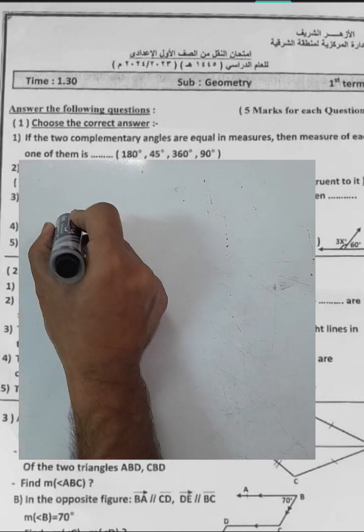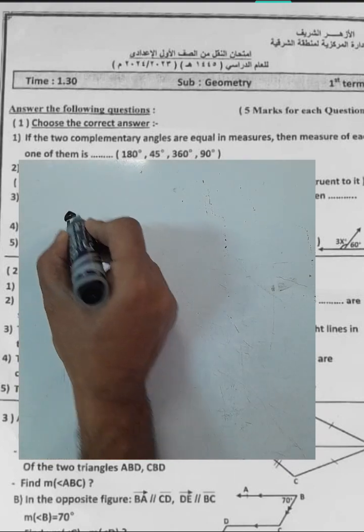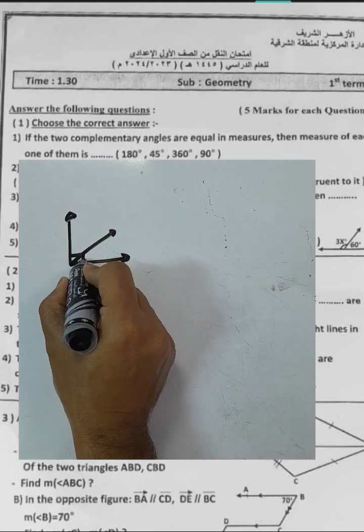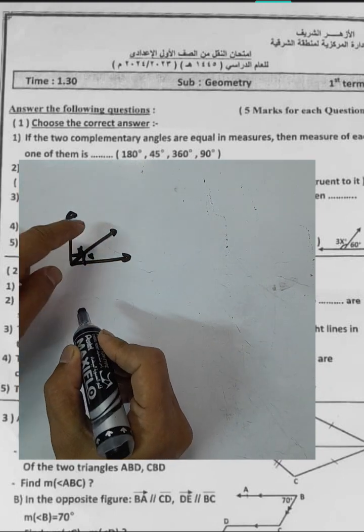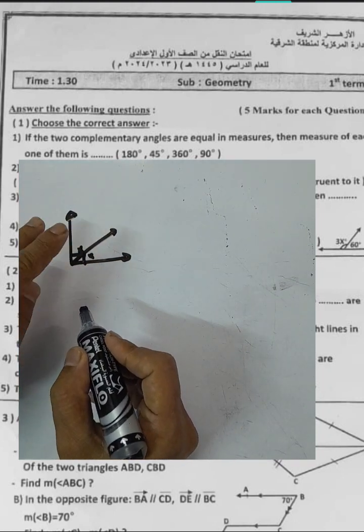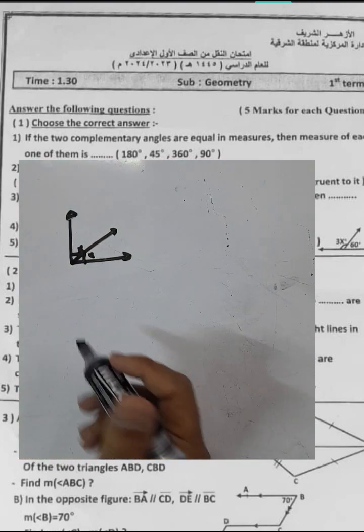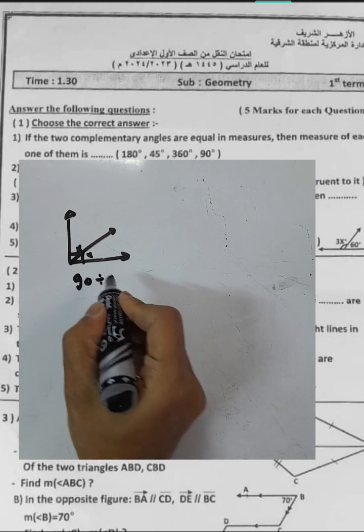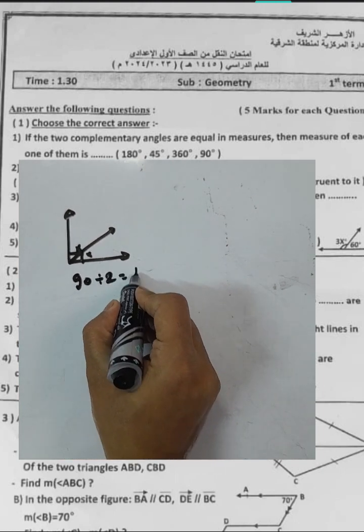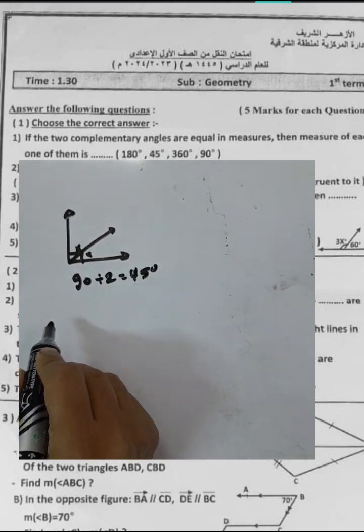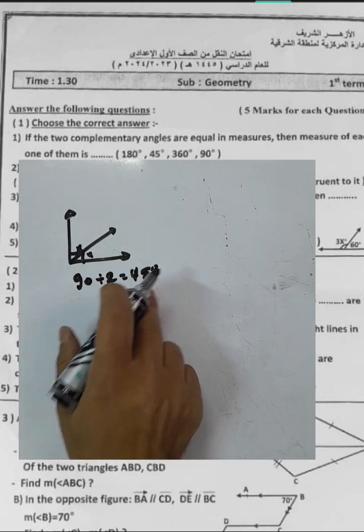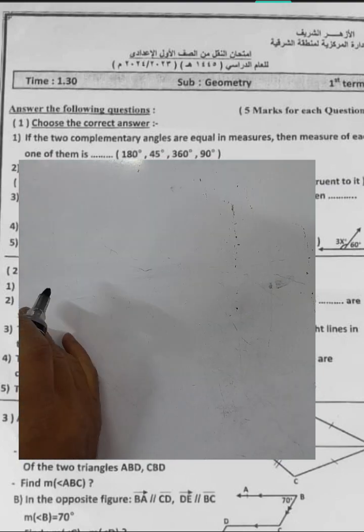Then the first angle and the second angle will be equal because he tells us the two are equal. The two complementary angles here are equal in measure. Then the measure of each one will be 90 divided by 2, which is 45 degrees. And the measure of each one of them equals 45 degrees. Choose 45 degrees. Question number 2.